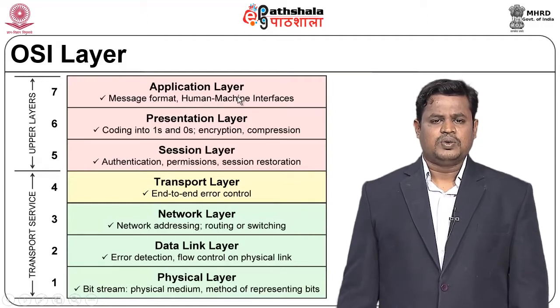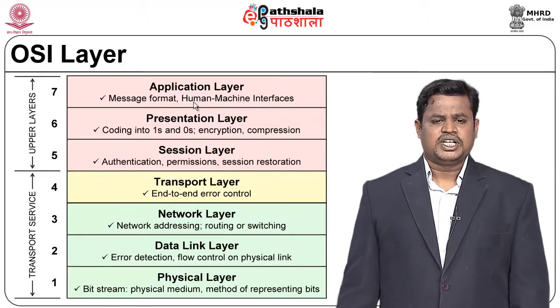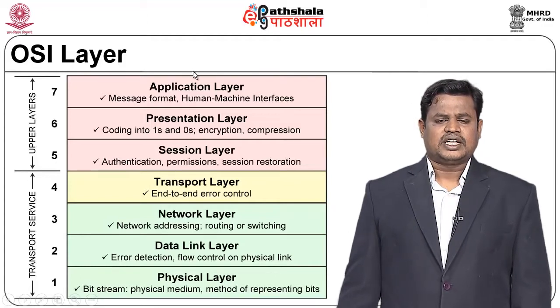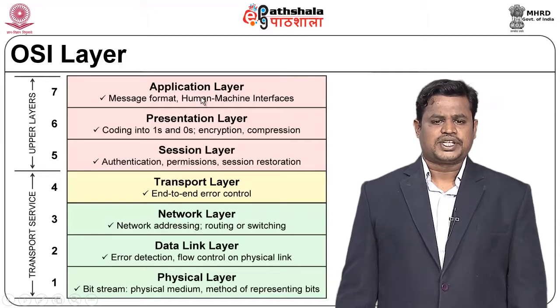For example, if I am going to use an email client, then I need to depend on this application layer. If I want to access a website, then I have to use a browser, which also functions on the application layer. That is why it is mentioned here as human machine interface, where each and every end user interacts with the computer with the help of this application layer.